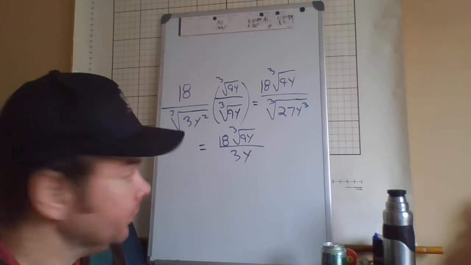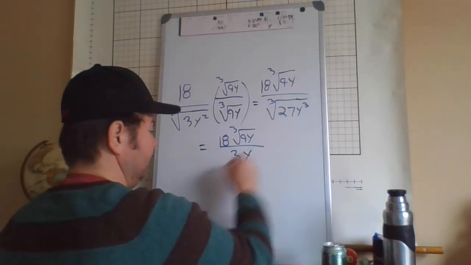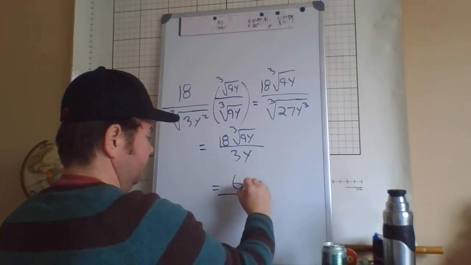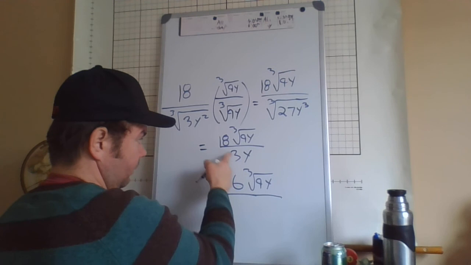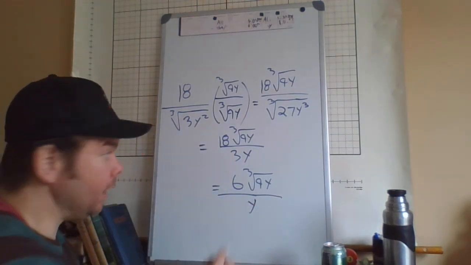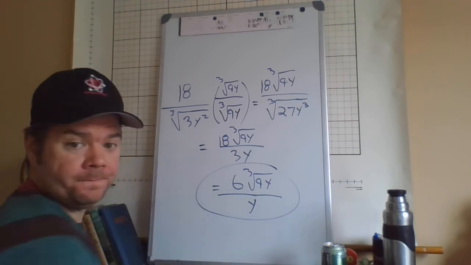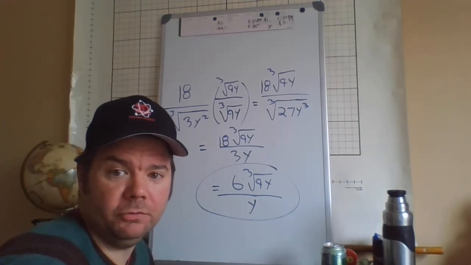All right, almost done. 18 over 3 is just 6. And I still have this stuff. The 3 is gone because I divided it into 18. What I've got left in the denominator is y. That's it. Page 3 is coming up next.